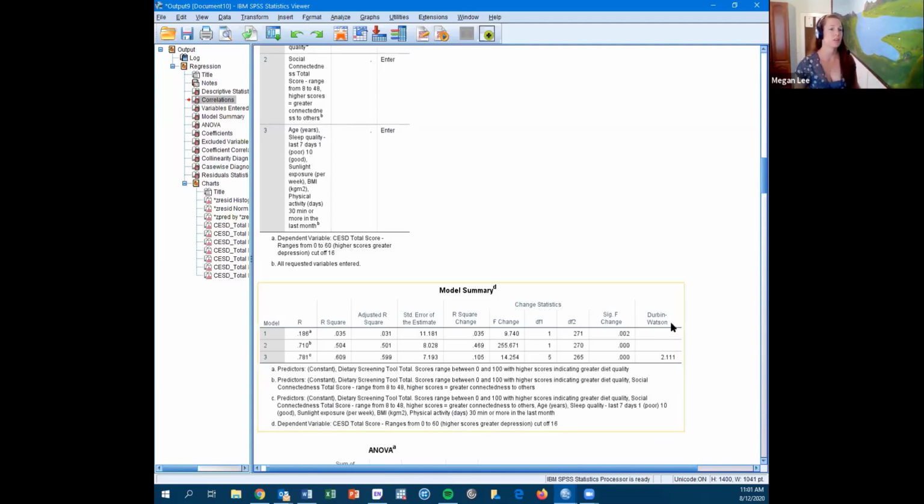Now, Durbin-Watson, this is another one of our assumptions, tests of independent errors. So we want to make sure that our residuals or our errors are independent of each other. Now, Durbin and Watson, the best way to tell if independent errors has been met, it has to be over 1 but less than 3. So 2 is a really good area for Durbin and Watson to be in. So that's a pretty good one. So another tick, we also now have our assumption of independent errors met.